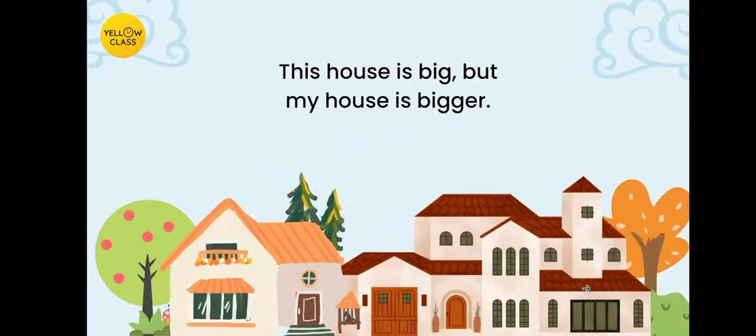Alright, let's look at this example. This house is big, but my house is bigger. So when I am comparing, what do I do? I add ER with the main word. But this rule changes a little from word to word. As it happened here, it became bigger. The positive degree in the sentence is big and the comparative degree is bigger.